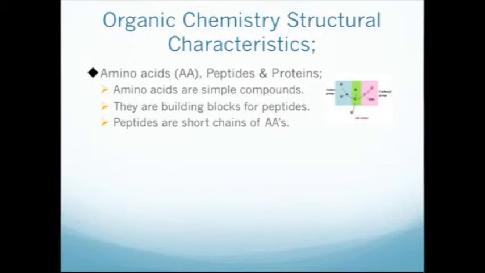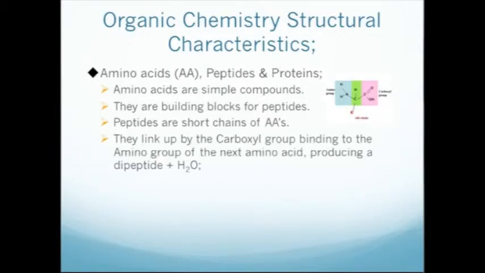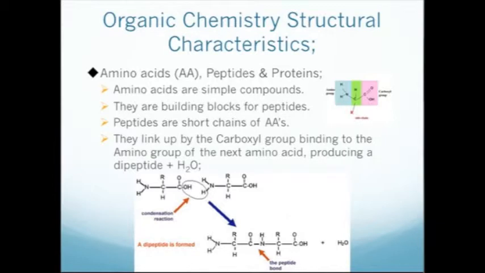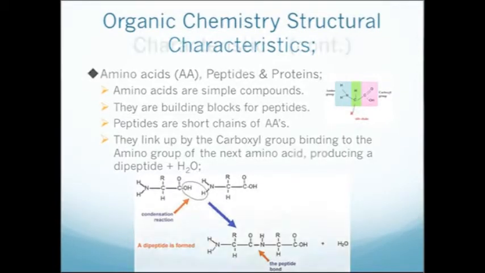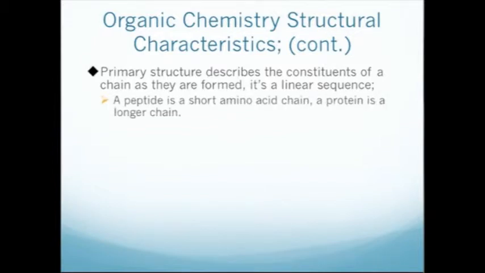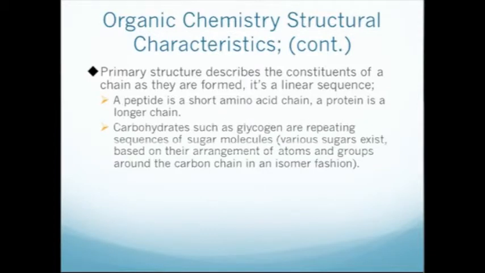Peptides are basically short chains of amino acids. They link the carboxylic acid group to the amino group of the next amino acid, producing the dipeptide plus a water molecule. So you can see in this diagram how the water was formed when these two guys got together. The primary structure of a peptide describes the constituents in a linear sequence as it's formed. A peptide is a term to describe a short chain of amino acids. A protein would be a much longer chain.